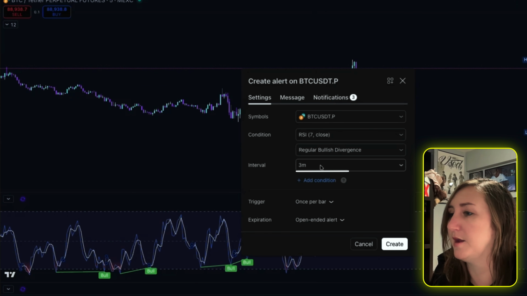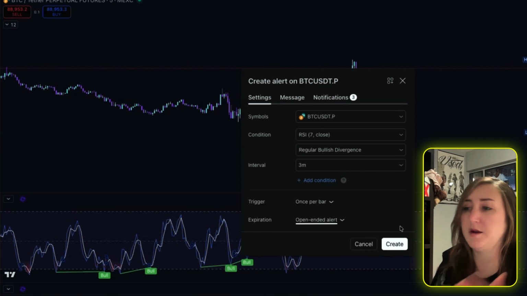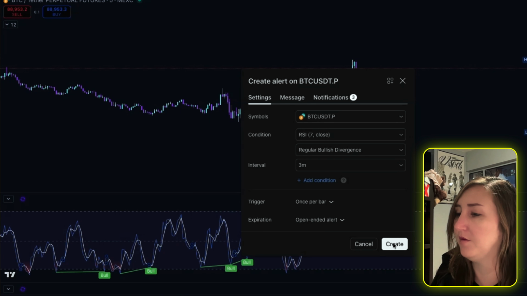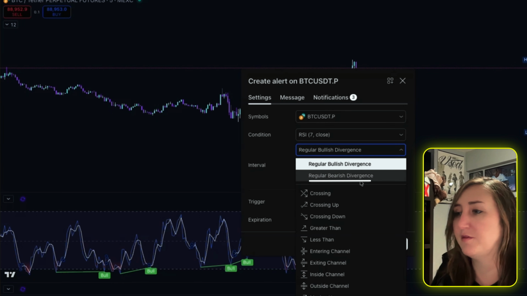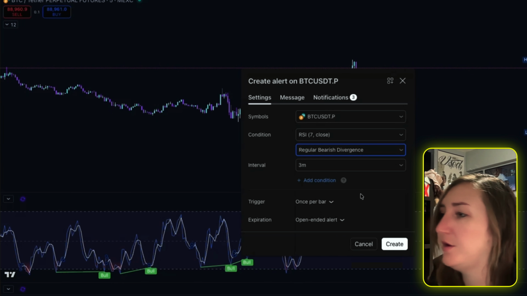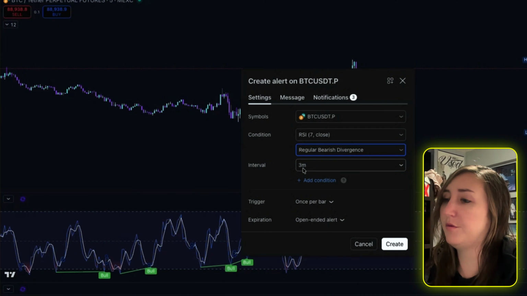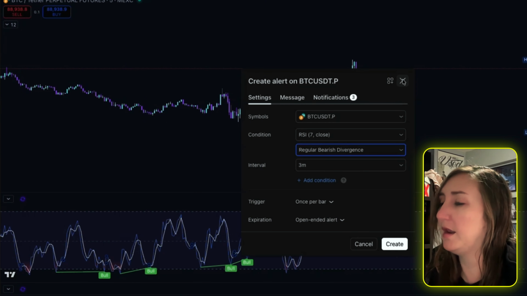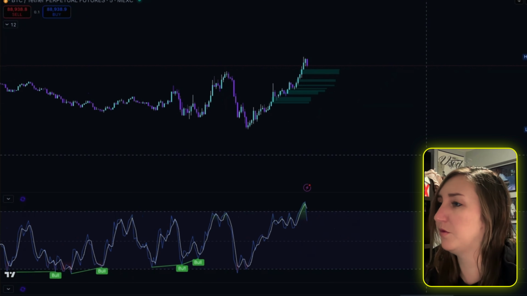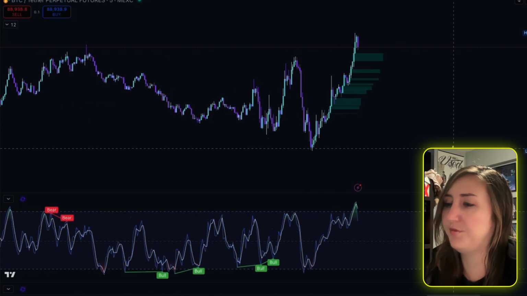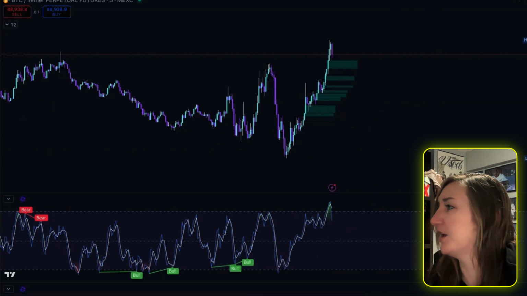I'm on the 5-minute right now, but 3-minute regular bullish divergence, create once per hour open-ended alert. Depending on your TradingView plan, you might have something else here, but you can hit create and it'll create that alert. Now, same with a bearish divergence, because we can take shorts throughout the day too. So we can have 3-minute and we'll get alerted when these signals pop up. So we'll see if we get a signal anytime during this video, but if not, that's okay too.